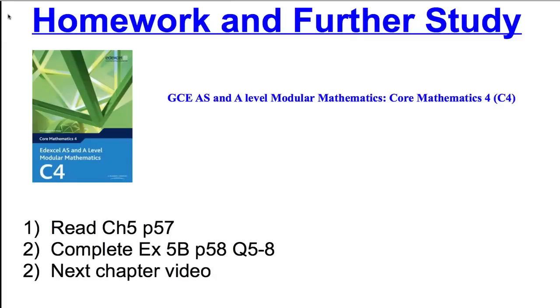Okay, so then just to consolidate this work, do read chapter 5, page 57, and do exercise 5b, attempt questions 5 to 8. They are tricky, but it's worth attempting them just to get your algebra, your vector algebra spot on.